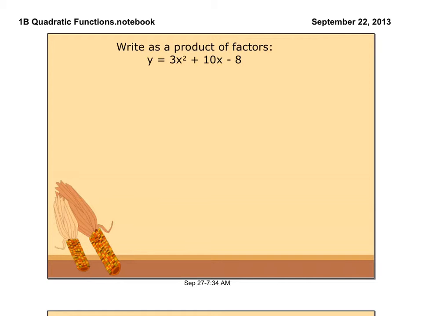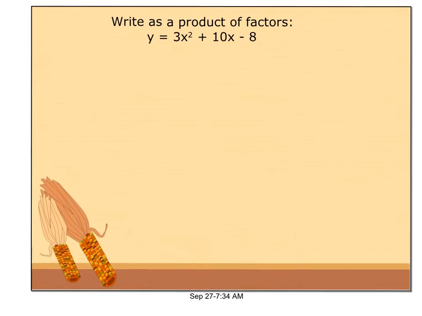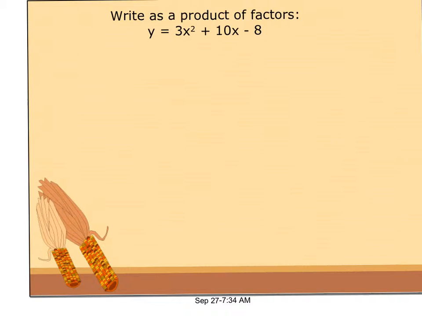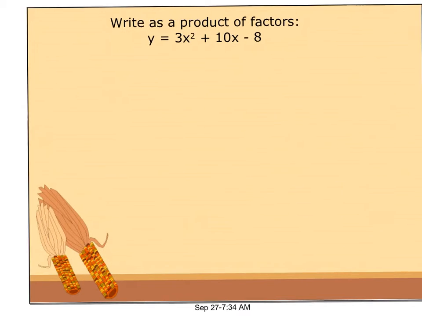All right, so here the instructions are once again to factor. A equals 3, so it's greater than 1. I can try to take out a common factor, but you are not going to have any luck because 3, 10, and negative 8 do not have any common factors.